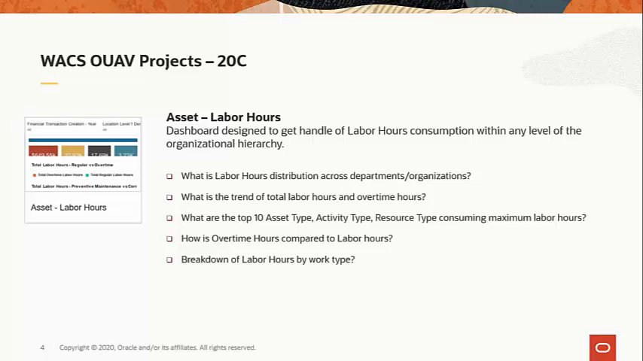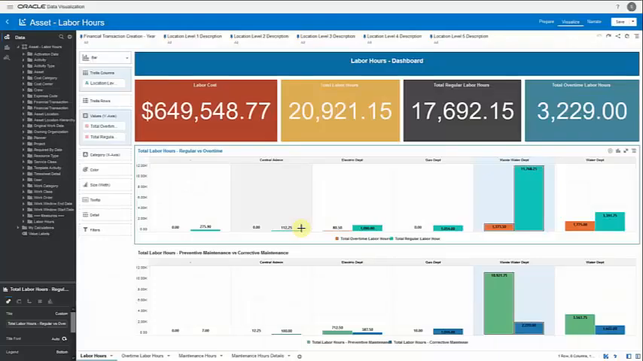Some of the key questions which this project will help you answer are: what is your labor hours distribution across the different departments and organizations? What is the trend? What is the overtime hours compared to the overall labor hours? What are the top 10 asset types consuming the maximum number of labor hours, etc.? So let's move to the canvas where we can see in detail the asset labor hours project.